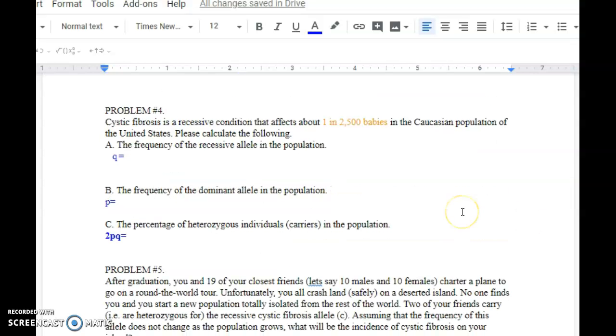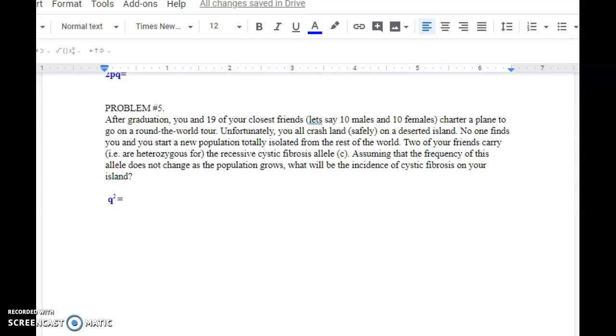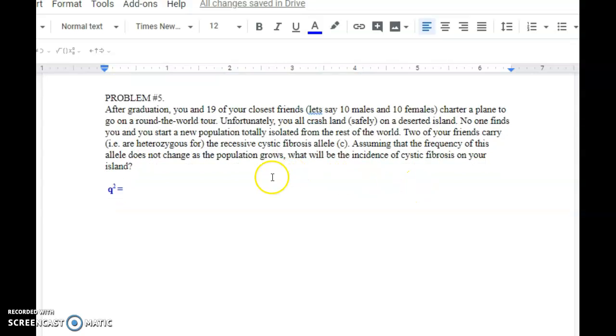Problem 4, cystic fibrosis. Again, you got the recessive trait and the dominant trait. Basically, the recessive trait, we see 1 out of every 2,500 babies. Therefore, 1 divided by 2,500 is going to be your Q squared. So again, you need to find Q, P, and then 2PQ because we really want to know the heterozygous individuals.